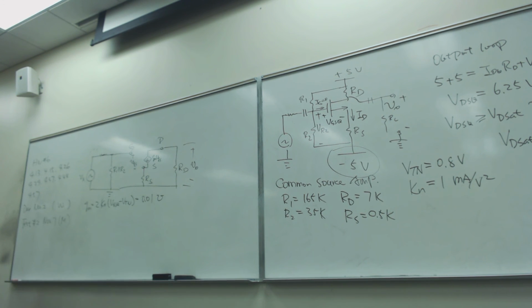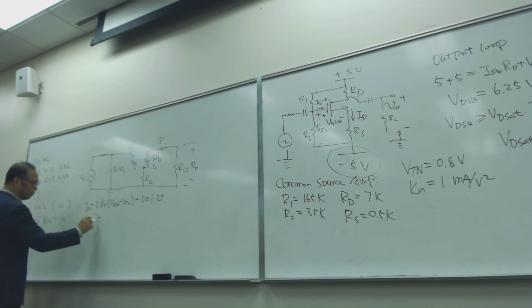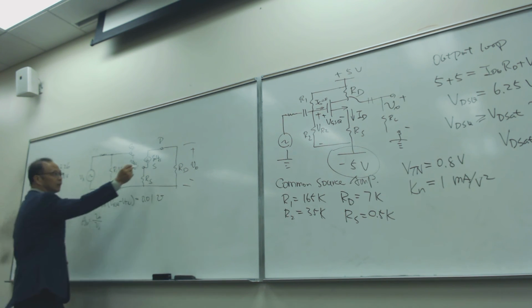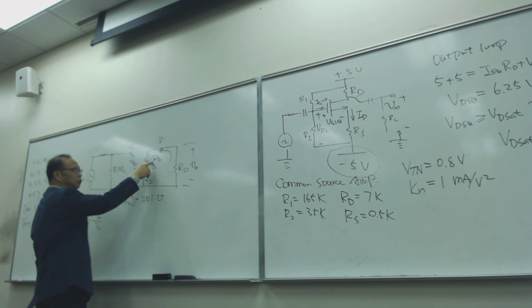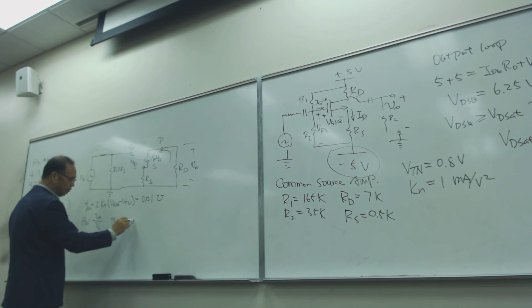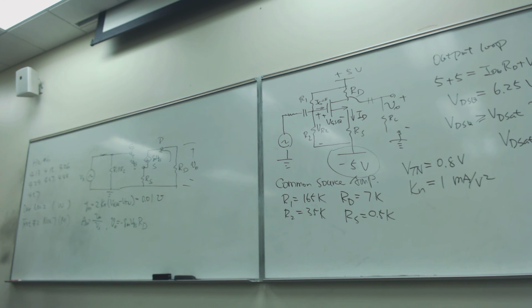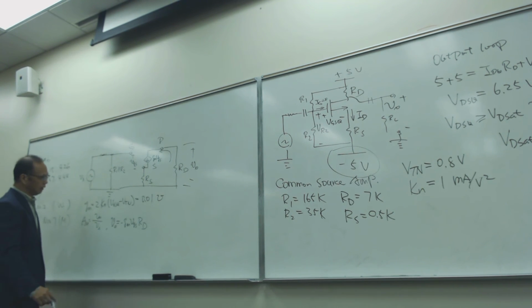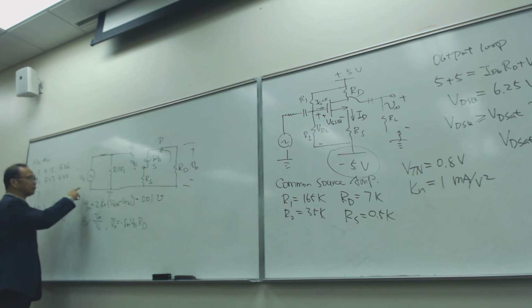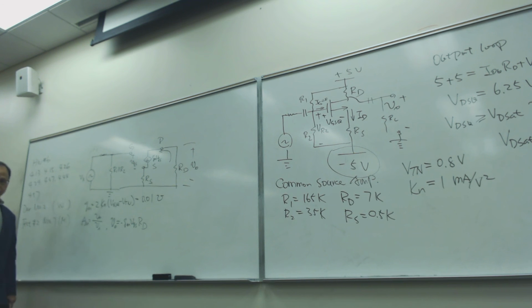Okay, so which one do you want to find first? Let's do A sub V, right? A sub V is V sub O over V sub I, yes? So there's a current going this way, and it's G sub m V GS. Therefore V sub O is minus G sub m V GS times R sub D. Now you can see it's a function of V GS. So now you need to derive the expression of V sub I as a function of V GS.